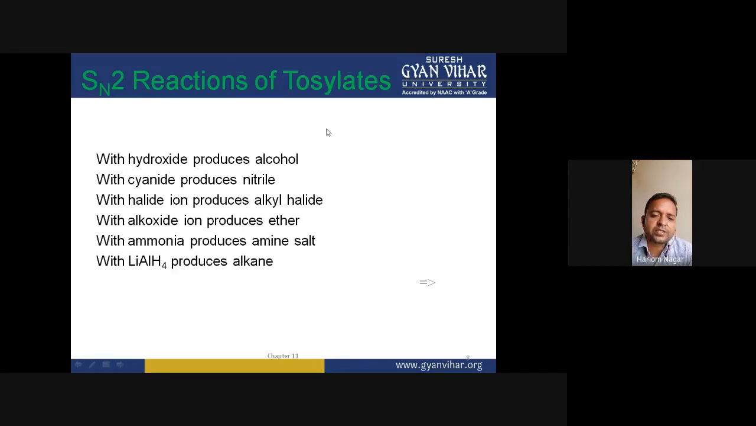Because when alcohol is converted into the tosylate ester, the reactivity is enhanced, and this tosylate ester easily reacts with these categories of compounds and forms these compounds as products. So to increase the reactivity of the alcohol, we have converted the alcohol into the tosylate ester.